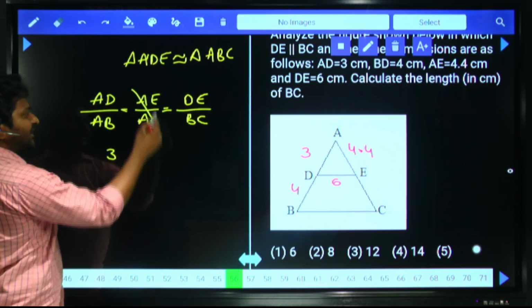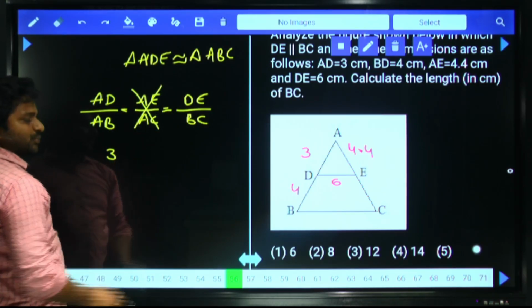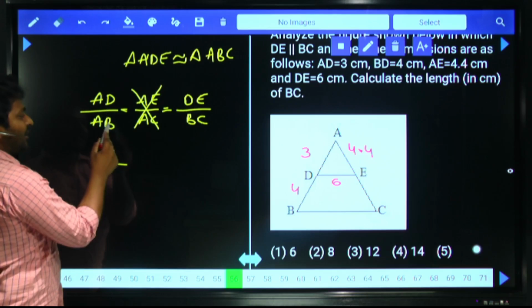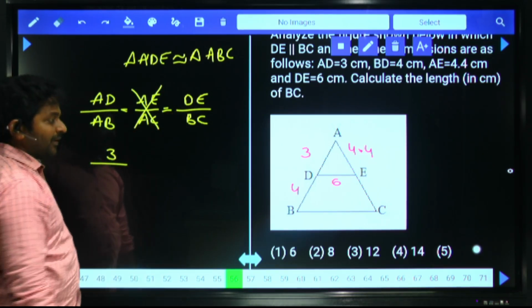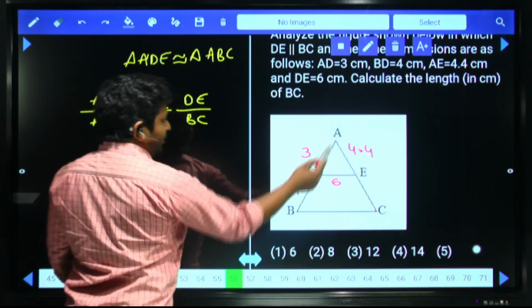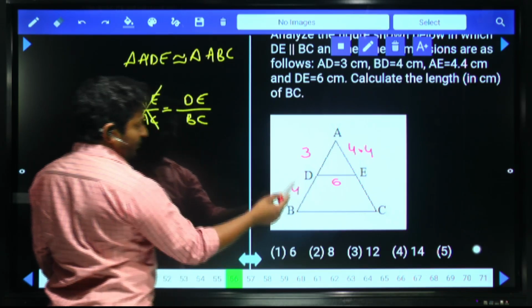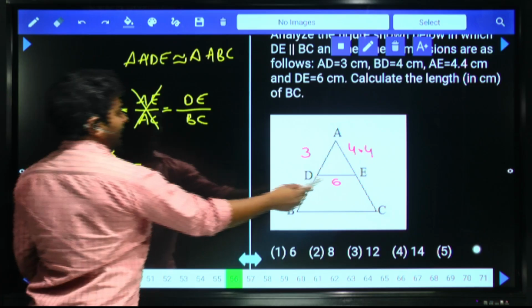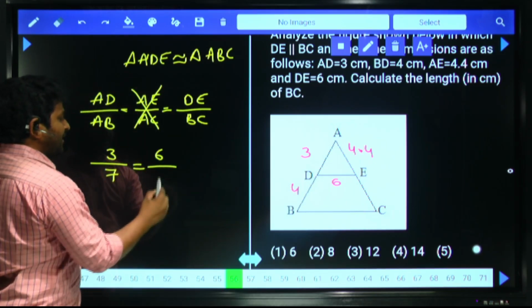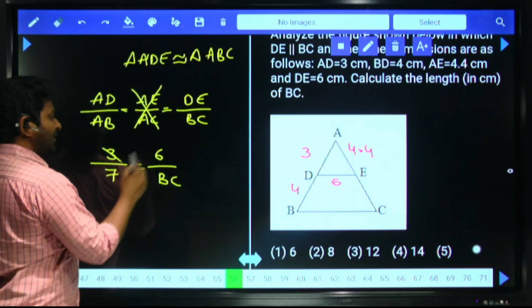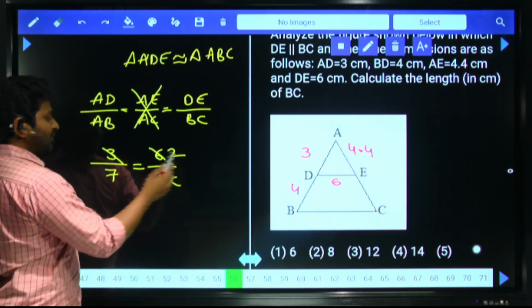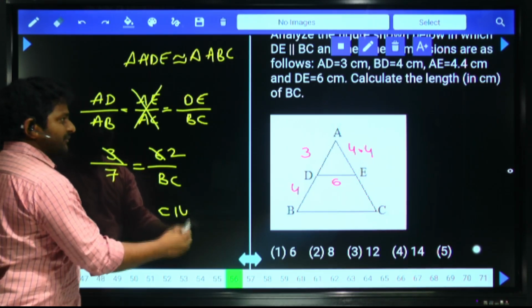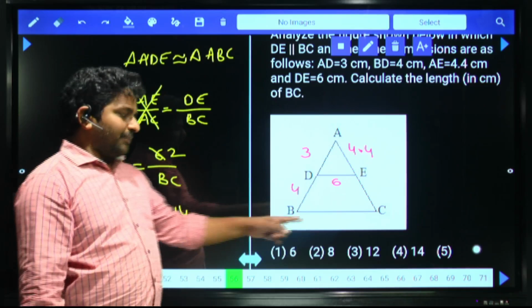I am not considering the first one and the last one because I already know the AD value, the AB value and then the DE value. AB value, A to D is 3, D to B is 4, total A to B is 7, must be equal to DE, that is 6 by BC. 3, 2 times 2 into 7, 14. Answer 14 centimeters. Fourth option, right answer.